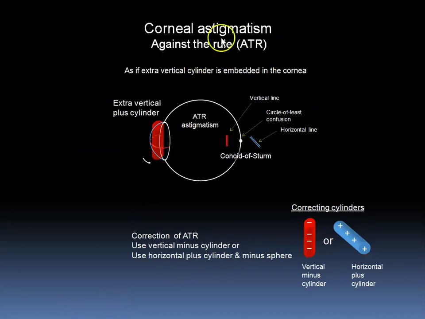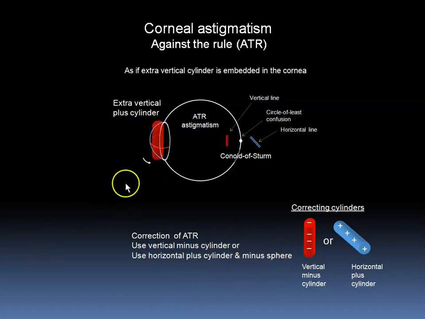Shown here is against the rule astigmatism, which is higher corneal power in the horizontal meridian. This is as if there is a plus cylinder embedded in the cornea, long axis is vertical, such that the power is horizontal. We can correct this vertical plus cylinder with a vertical minus cylinder in front of the eye, or another plus cylinder that is horizontal, which converts the overall error to a sphere and then offset with a minus sphere.